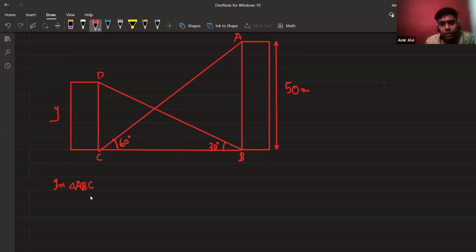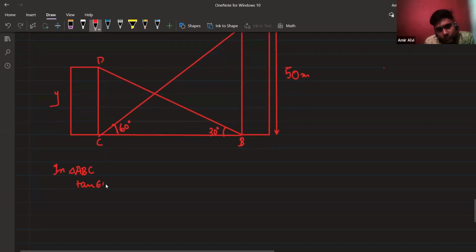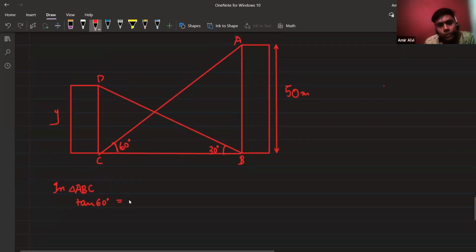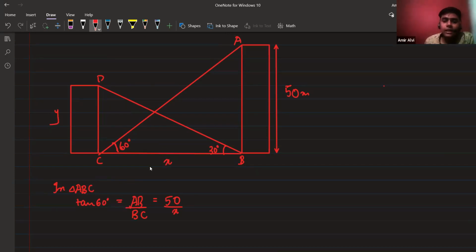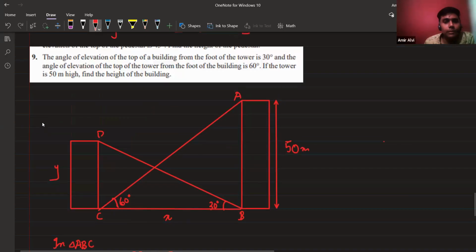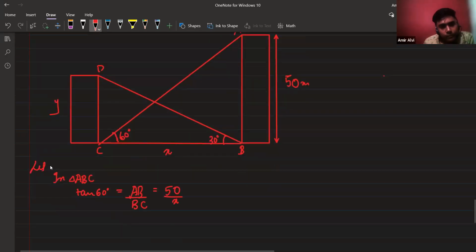Yes, everybody? Yes, sir. I've seen that nobody asked that kind of doubt after completion of the chapter. Suppose this is X. One more thing is that you have to write: let x be the distance between the building and tower, and y be the height of the building. Let me write it again. This should be your method of writing the answer. Everybody clear?